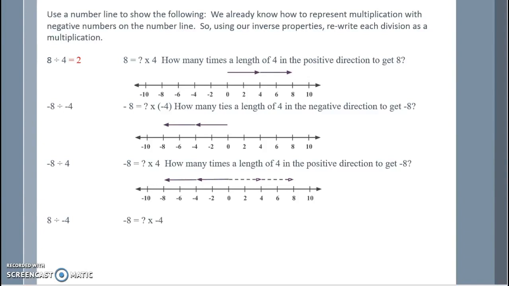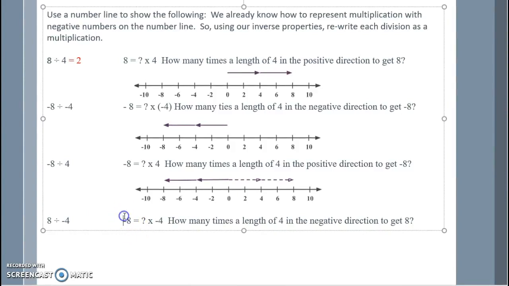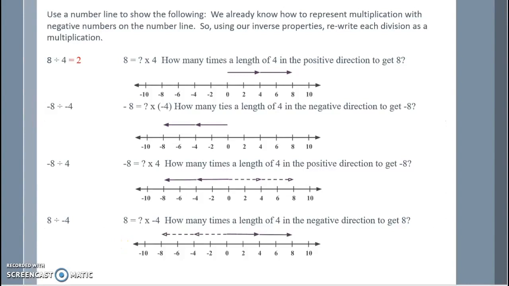And negative 8 equals how many times a length of 4 in the negative direction to get to 8. This should be this way. So we would originally think that if we were going 4 in the negative direction to get to 8, but we need to be in the positive for a final answer of positive 8, so we would be positive 2.